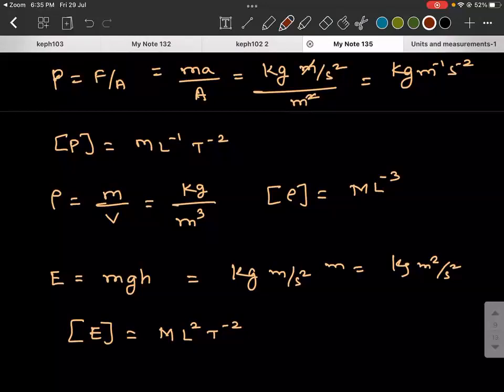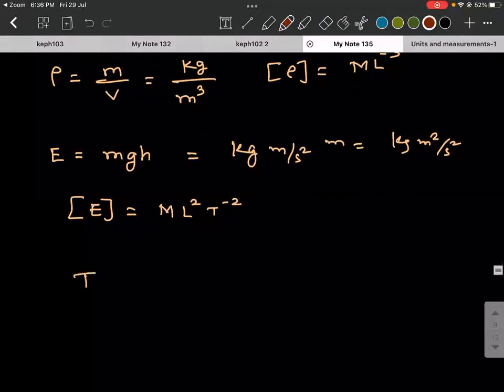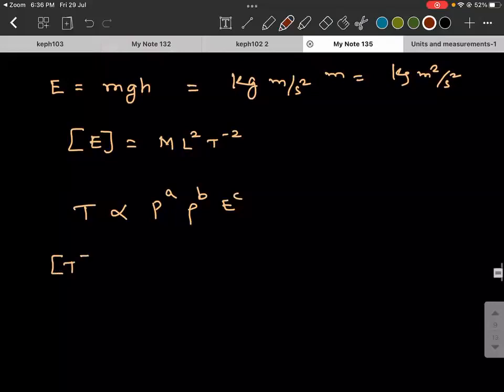So before you proceed with the problem, check if there is no error in what you have copied. The dimensional formula of pressure is M L minus 1 T minus 2. Is that right? And the dimensional formula of density is M L minus 3, and the dimensional formula of energy is M L square T minus 2. Now, what is the question? Time period is proportional to pressure power A, density power B, and energy power C. Correct order? Okay. Then dimensional formula of T should be equal to the dimensional formula of pressure to the power A, density to the power B, and E to the power C.